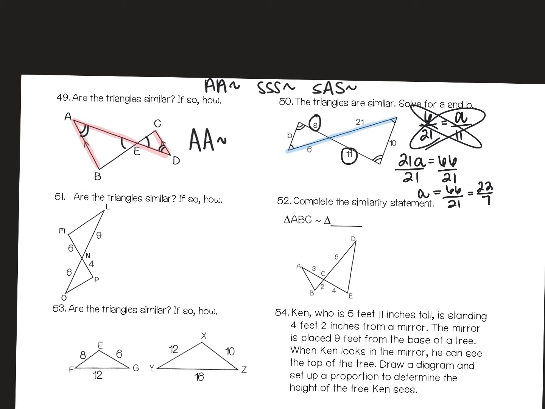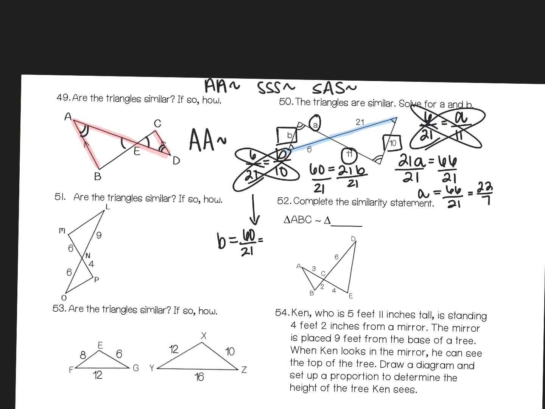When I solve for B, I'm pretty much doing the same thing, so I'm going to start with that 6/21 again, and then B corresponds to 10, so that would equal B/10, and then I would go ahead and cross multiply, so 60 equals 21B, and I divide both sides by 21. I'm going to write it down here. So B equals 60/21. I can divide them both by 3, and so I get 20/7.